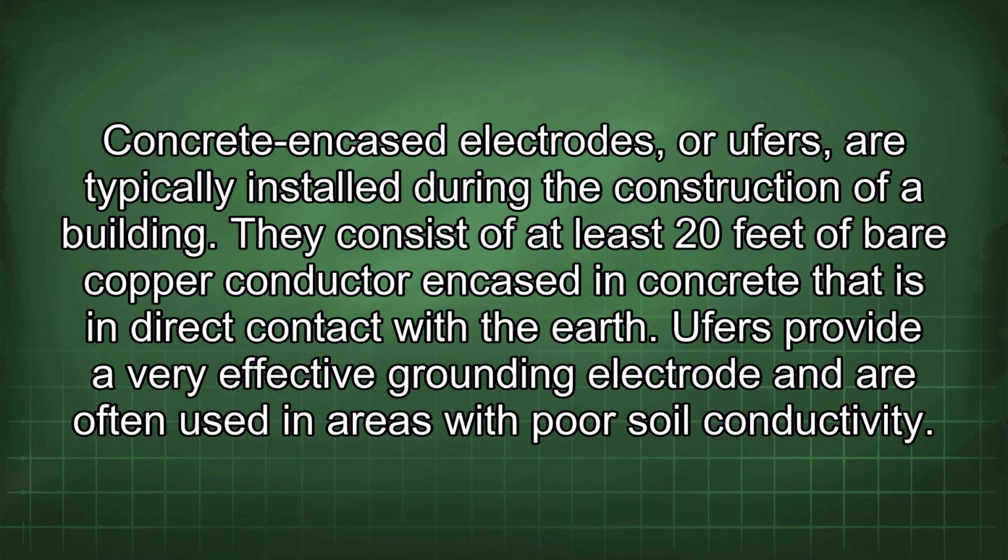Concrete encased electrodes, or UFERs, are typically installed during the construction of a building. They consist of at least 20 feet of bare copper conductor encased in concrete that is in direct contact with the earth. UFERs provide a very effective grounding electrode and are often used in areas with poor soil conductivity.